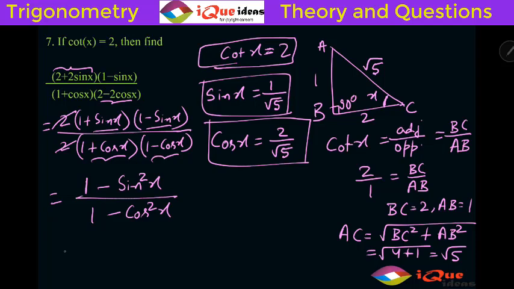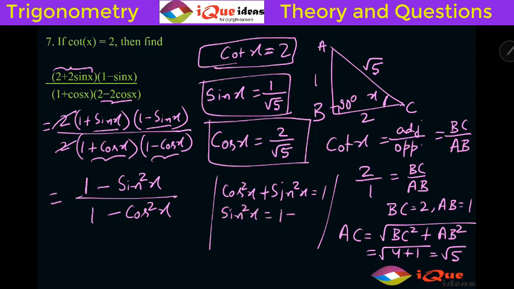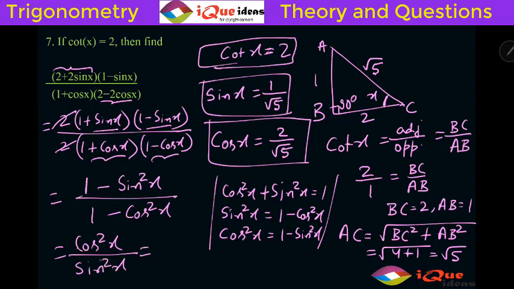Now 1 minus sin square x, we have the identity cos square x plus sin square x equal to 1. So from there we can see that sin square x is equal to 1 minus cos square x, and cos square x is equal to 1 minus sin square x. Great. So in the numerator we will have cos square x and in the denominator we will have sin square x. Now we also know that cos x upon sin x is cot x. Now here it is cos square x upon sin square x, so it is cot square x.